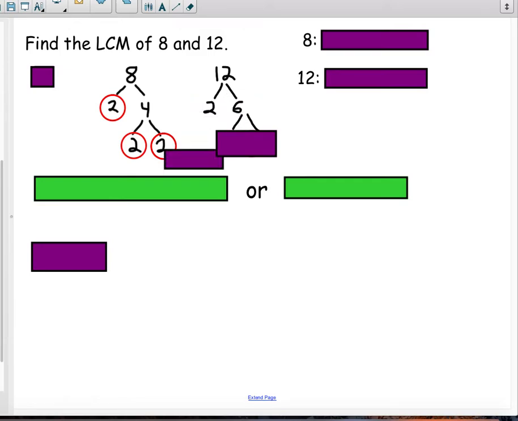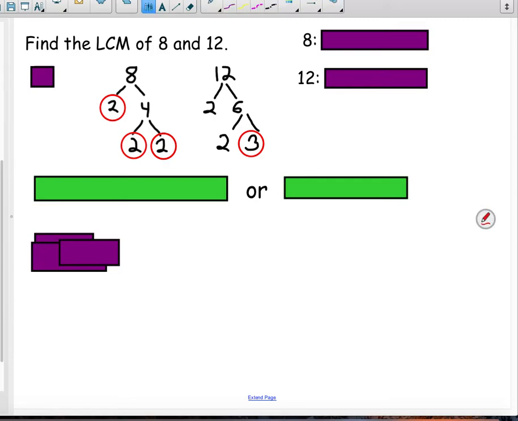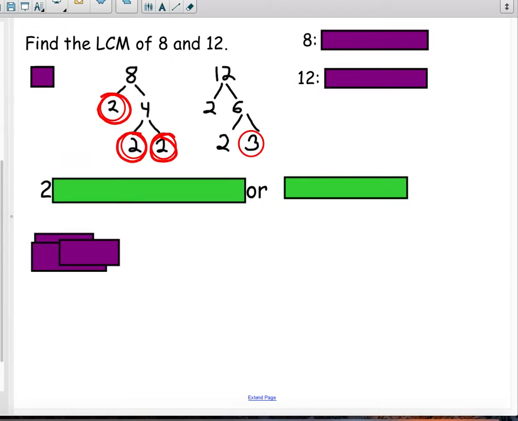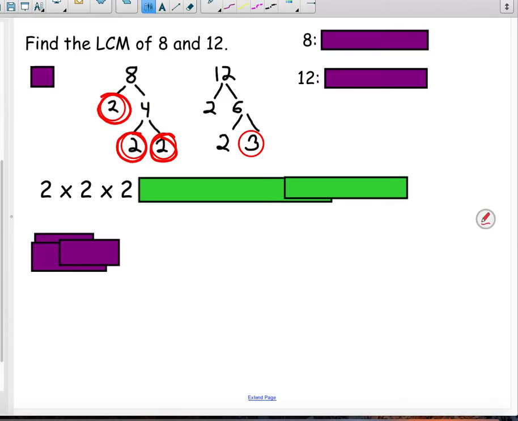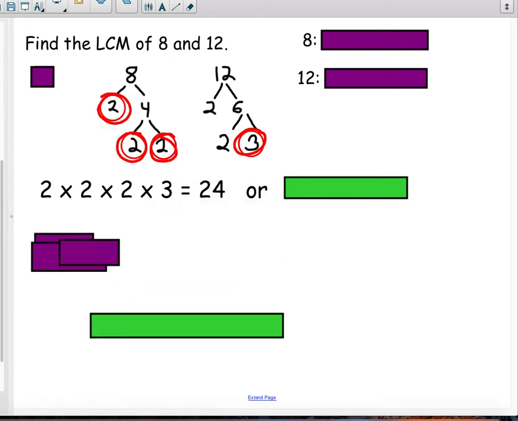If we find the prime factorization of 12, we do 2 times 6, and then our next branch would be 2 times 3. And you can see now that what we have here are the numbers that appear the most. So we have a value of 2, and 2 appears the most in the 8 tree, so we would have three 2's, so we'd have 2 times 2 times 2, and then 3 appears once in the 12 tree, so we would have to multiply by 3.